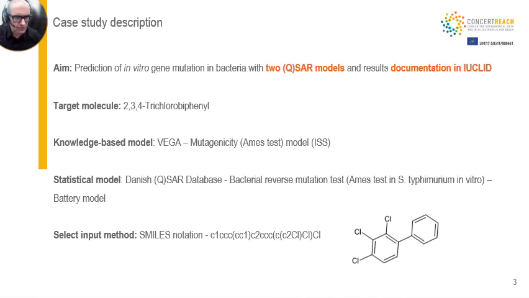So briefly on the case study, as said today, the aim is to predict in vitro gene mutation with 2 QSAR models and document the results in Euclid. Our target molecule for today is 2,3,4-3-chlorobiphenyl, and we will use a knowledge-based model from VEGA, the mutagenicity Ames test model by ISS, which is an implementation of the famous Benigni-Bossa rule set, and a statistical model, which is in reality a consensus model called battery model in DanishQSAR database. And the input for the two tools will be the SMILES notation of our molecule.